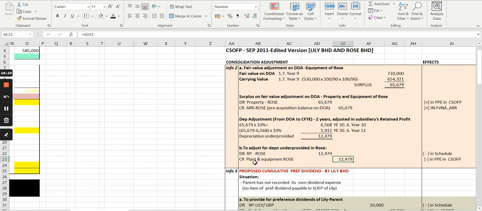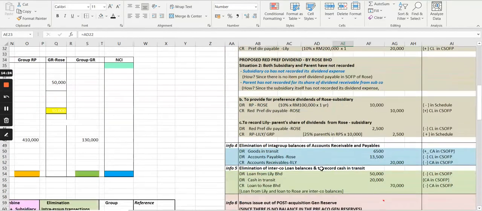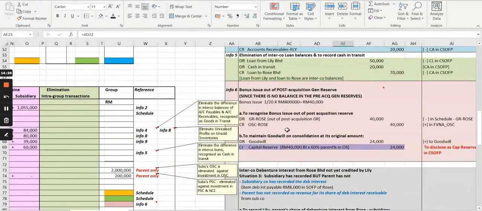Because you credit plant and equipment, later in the preparation of the statement of financial position, remember the elimination or the consolidation adjustment part, you need to go and deduct. Right, done with that. Information number 2. Now we go on to the information on bonus issue.